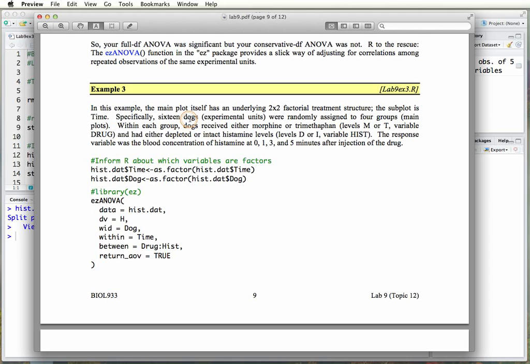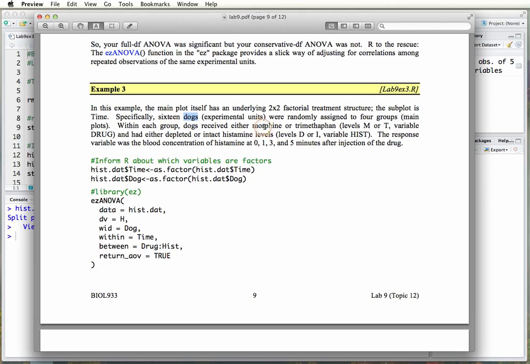Specifically, dogs are our experimental units. And these dogs are randomly assigned to 4 different groups based on a 2x2 factorial treatment structure. These are the main plots. And so within each group, dogs either received morphine or trimethophan. These are some factors we are assigning to those dogs. And dogs had either depleted or intact histamine levels. So every main plot, every experimental unit or dog, is coming in one of those 4 flavors.